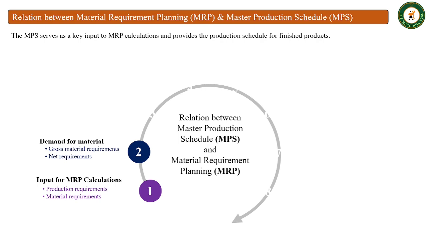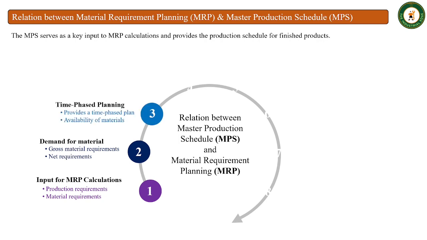Second point, demand for raw materials and components. MRP uses the MPS, master production schedule, to calculate the gross material requirements for the finished products listed in the schedule. It then breaks down these requirements into net requirements by considering existing inventory levels, scheduled receipts, and order points.